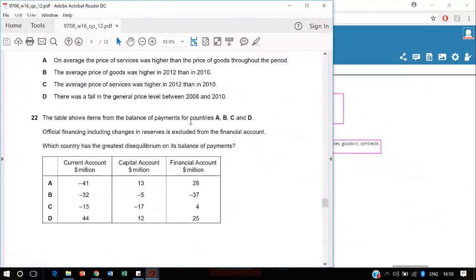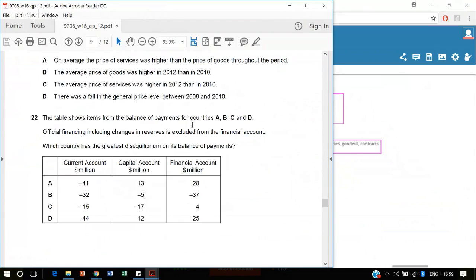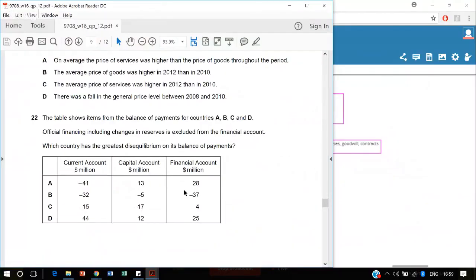So, which country has the greatest disequilibrium on its balance of payments? This is kind of where I'm lost. Like, how would you do this question? Okay, so current account here is minus 41 million, right? Yep. What is the sum of the capital and the financial account? 41 as well. 41 as well, right? So that's perfectly in equilibrium.